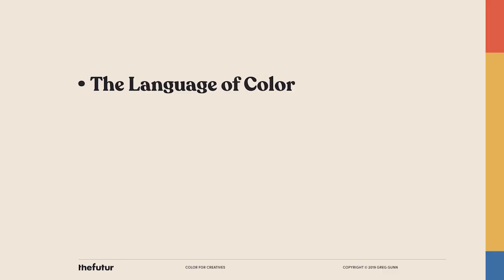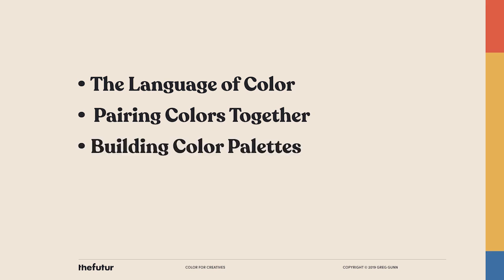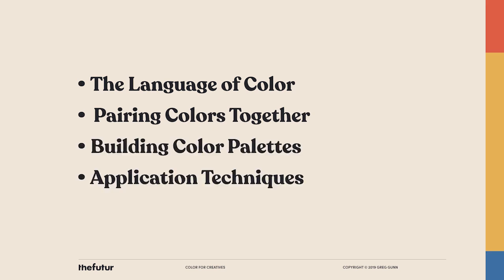My goal for this course, and if I do my job right, is to get you to make better color choices, and hopefully a lot less arbitrary and random ones. By the end of this course, you'll learn the language of color and how to speak it, what colors pair well together and why, how to build your own color palettes, and how to apply all of this knowledge to your own work. Also, I'll show you a few of my handy tips for working with color along the way.